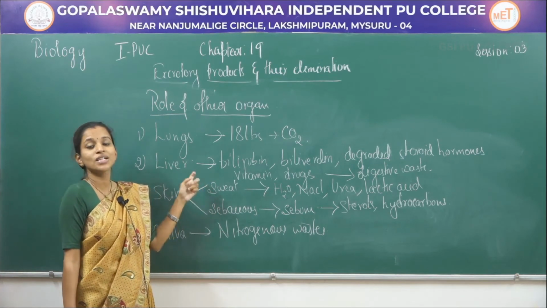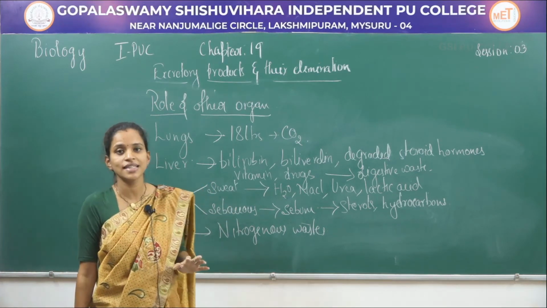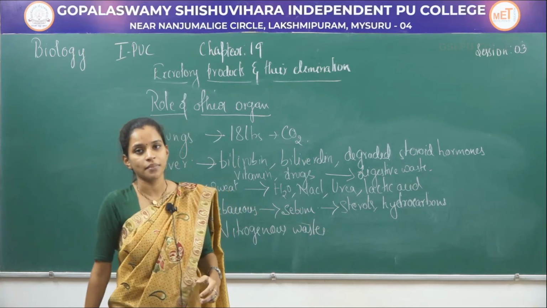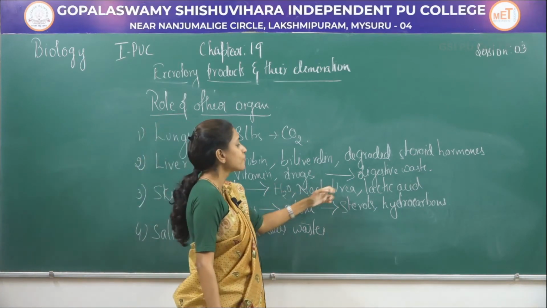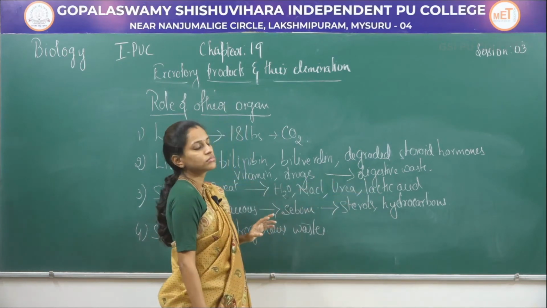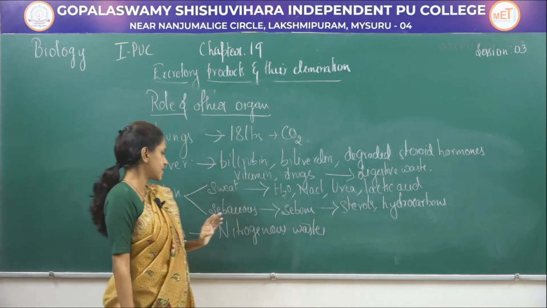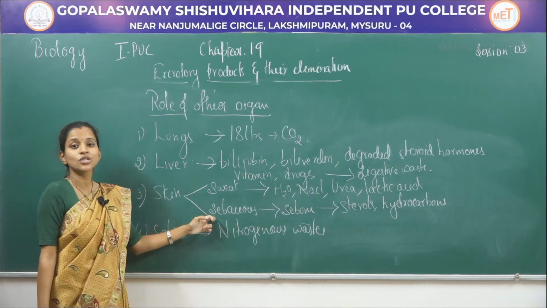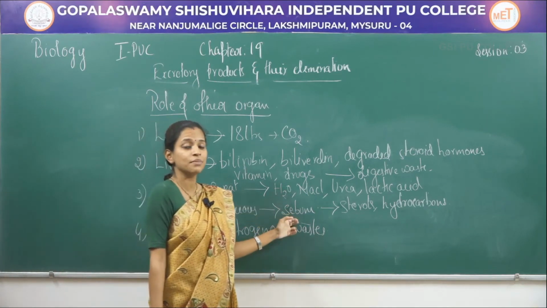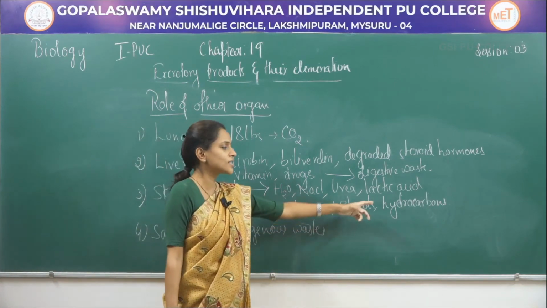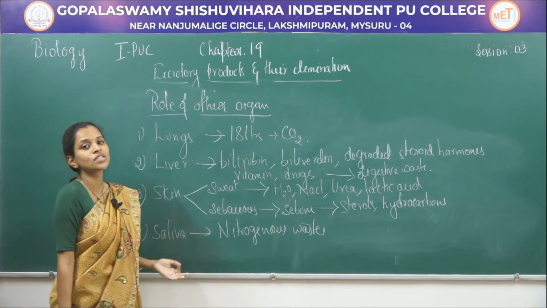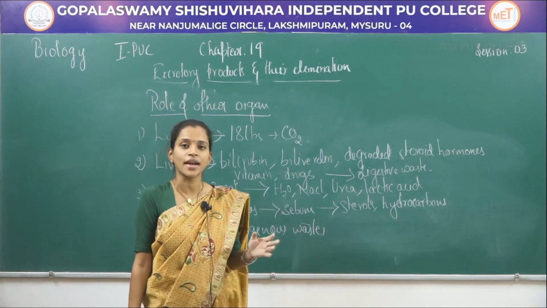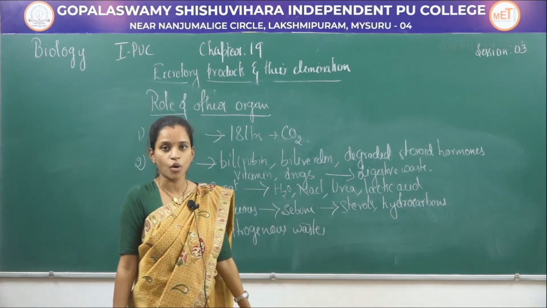Sweat glands release sweat. The basic function of releasing sweat is to cool the body temperature and also to help in removing water, NaCl, urea and traces of lactic acid. Sebaceous gland releases oil, also termed sebum, which contains sterols and hydrocarbons. Last one is saliva, which also removes some traces of nitrogenous wastes from the body.